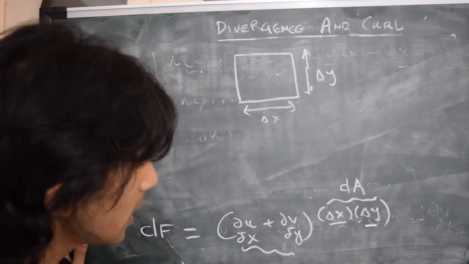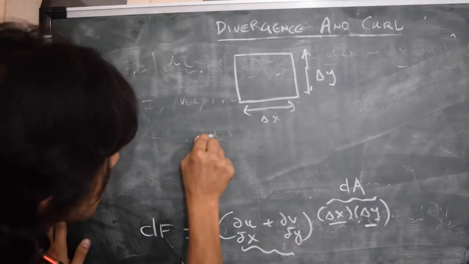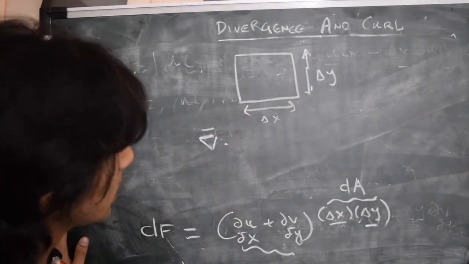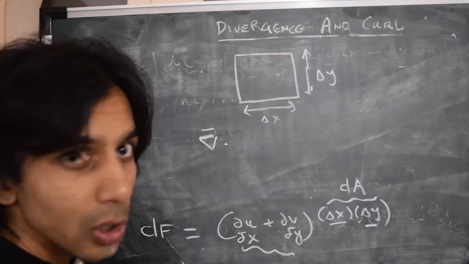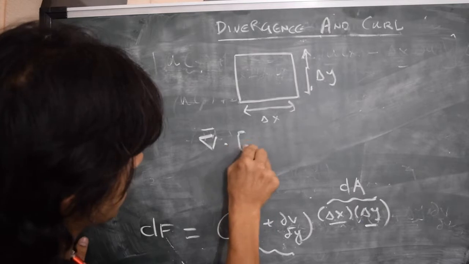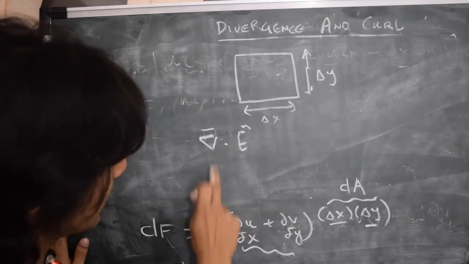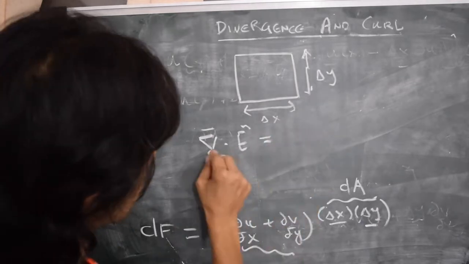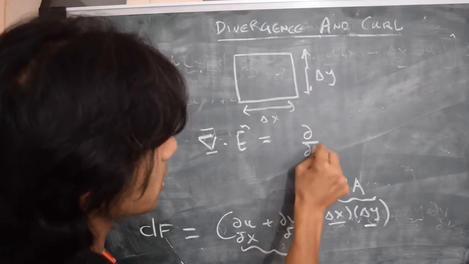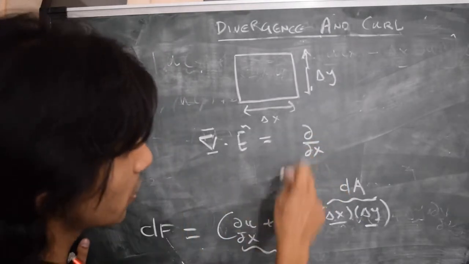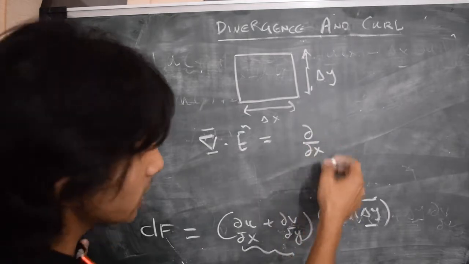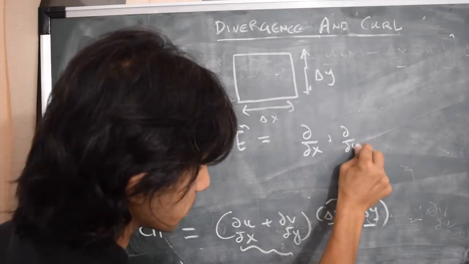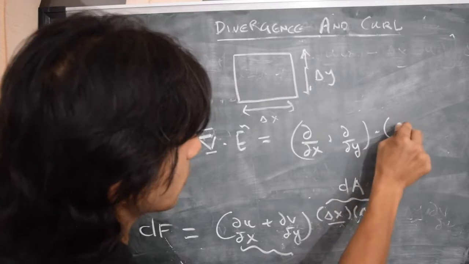Whereas if you look at this expression, this is nothing but the dot product of the gradient operator with the vector field which has components u comma v. So if you have a vector field, say E, with components u comma v, then this is nothing but the dot product of the gradient operator with E. In two dimensions, the gradient operator has an x component, the partial derivative with respect to x, comma the partial derivative with respect to y, dotted with the vector field u comma v.